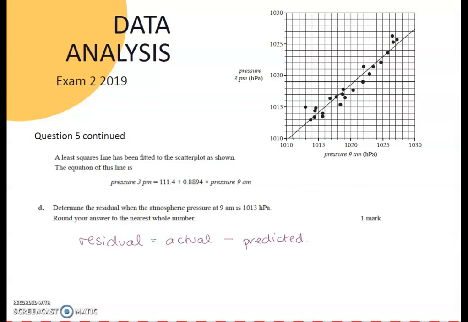So first thing, let's identify our actual value. When the 9 a.m. value is 1013, that is here, we've got one data point there, and that reads straight across to 1015. Okay, so that's our actual value.